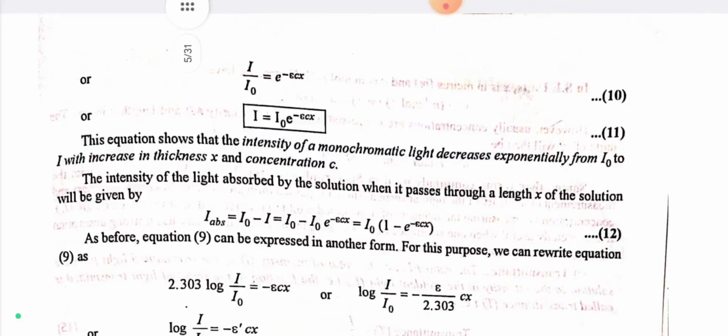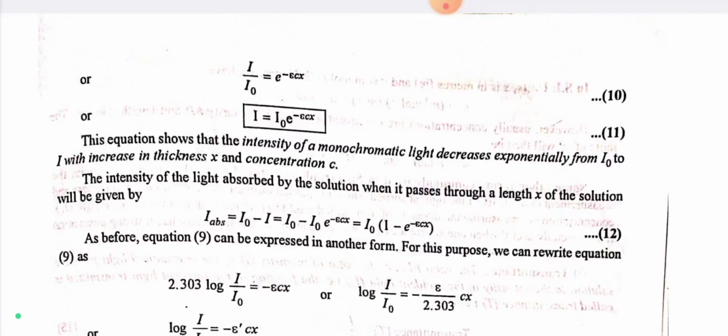I by I naught is equal to e to the power minus epsilon cx. I is equal to I naught e to the power minus epsilon cx. Equation number 11. This equation shows that the intensity of monochromatic light decreases exponentially from I naught to I with increase in thickness x and concentration c.